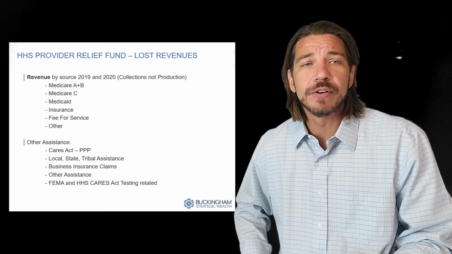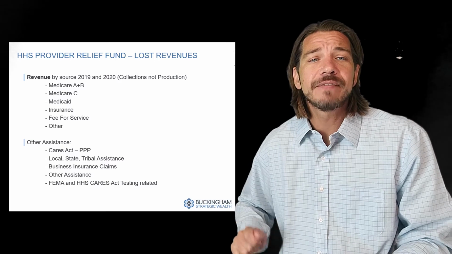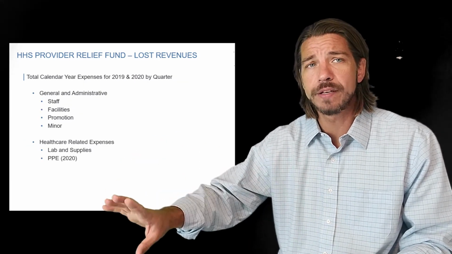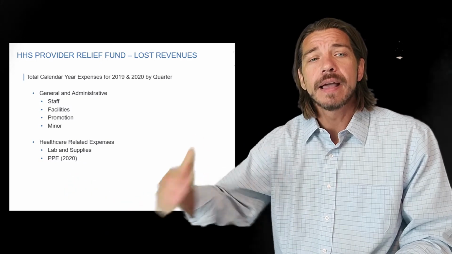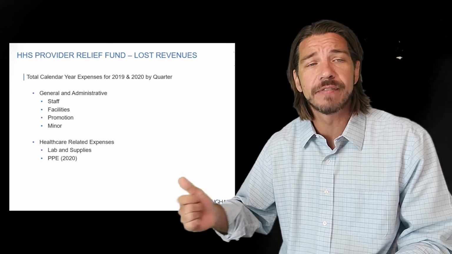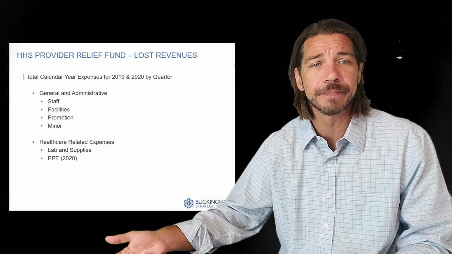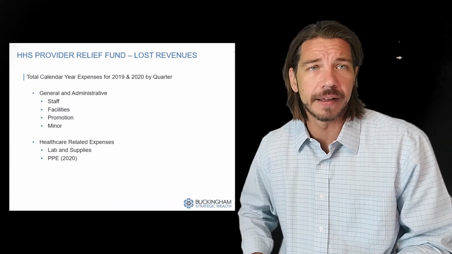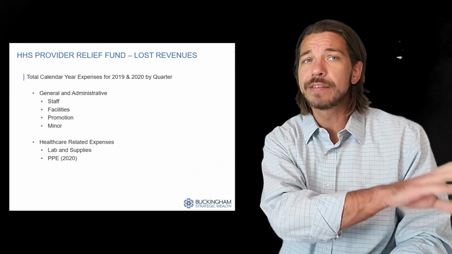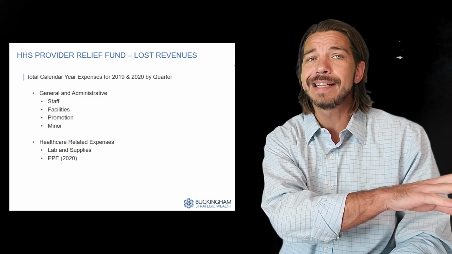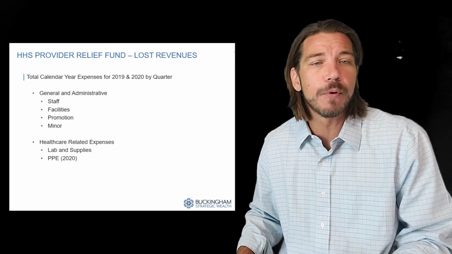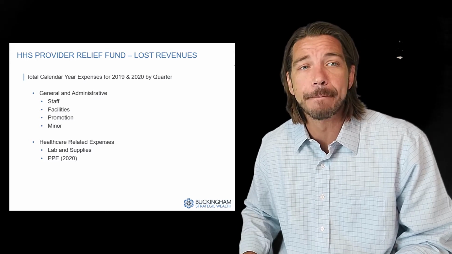In that lost revenue category as well, you have to give calendar year expenses, again, 2019, 2020 by quarter, and you'll have to report on that from that general and administrative, so staff, facilities, promotion, and minor, and health-related expenses. So unlike the earlier part of this presentation, healthcare-related costs directly to COVID-19, this seems to hop into your P&L and ask you to report back on lab and supplies as well.